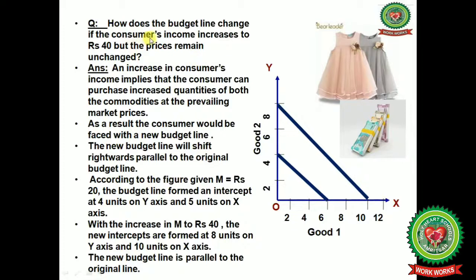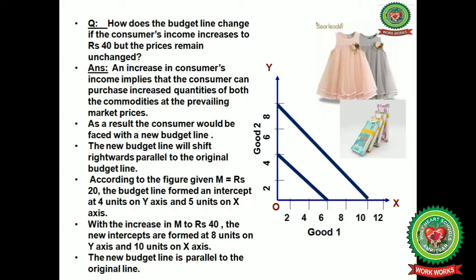Now let us discuss some important questions related to this topic. Question: how does the budget line change if the consumer's income increases to rupees 40 but the prices remain unchanged? An increase in the consumer's income implies that the consumer can purchase increased quantities of both the commodities at the prevailing market prices. As a result, the consumer would be faced with a new budget line. The new budget line will shift rightward, parallel to the original budget line.